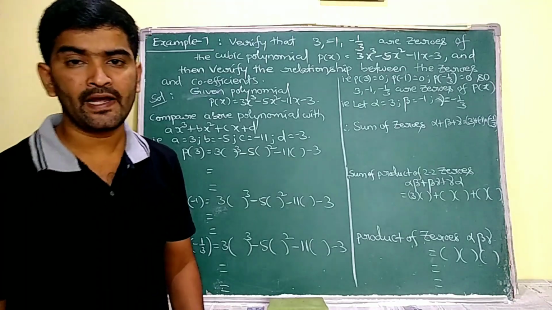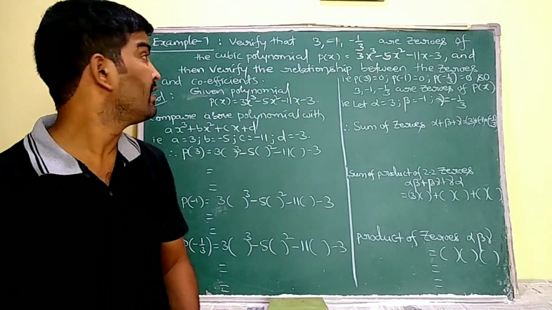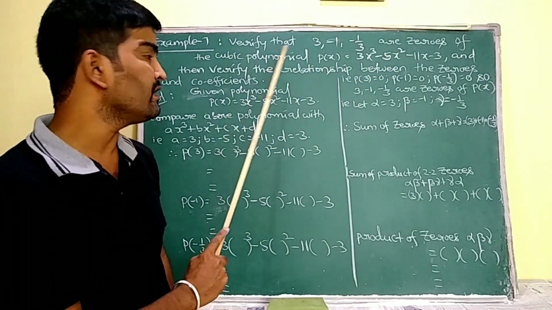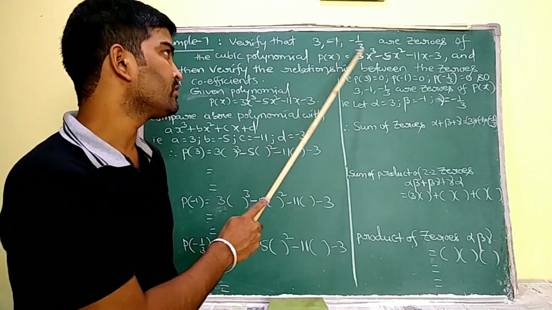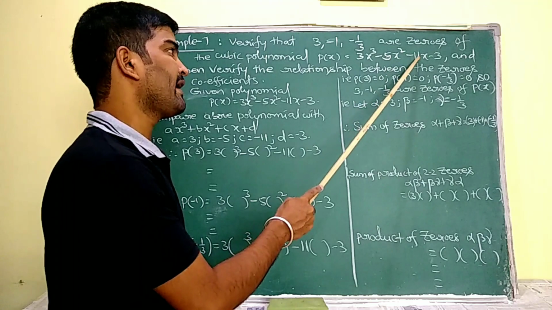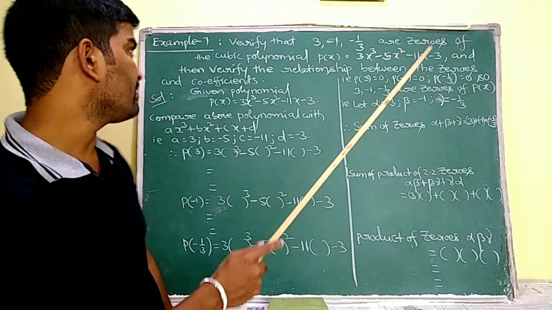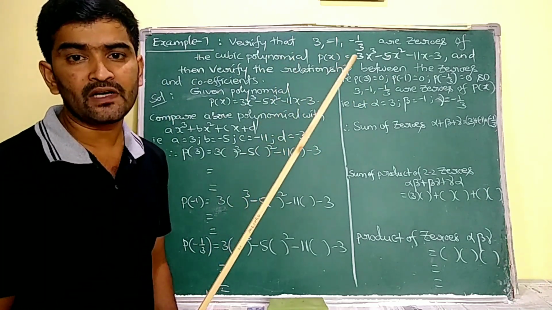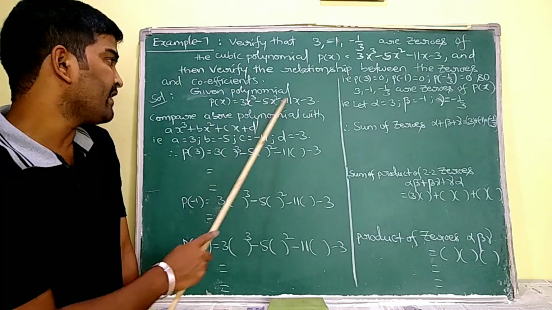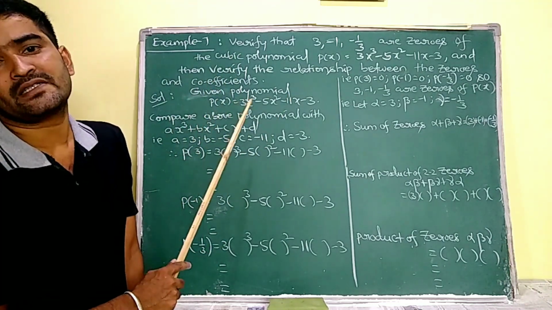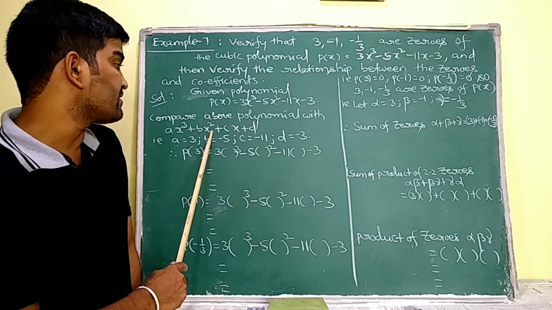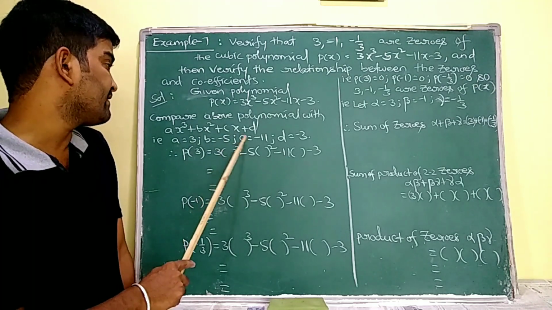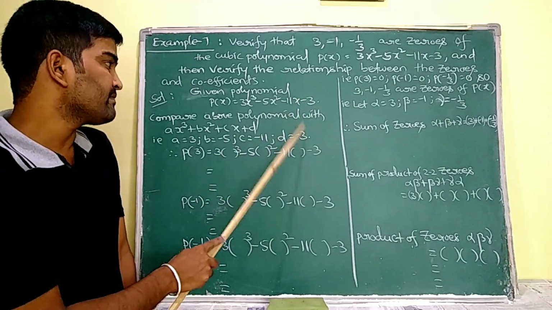See ma, example 7. It's a very important model. Here he is asking us to verify that 3, minus 1, minus 1 by 3 are the zeros of the cubic polynomial p of x is equal to 3x cube minus 5x square minus 11x minus 3. And also he is asking us to verify the relationship between zeros and coefficients. For that we have to write the given polynomial p of x and compare it with the standard form of the cubic polynomial ax cube plus bx square plus cx plus d. By that we are going to write a value as 3, b value as minus 5, c value as minus 11 and d value as minus 3.